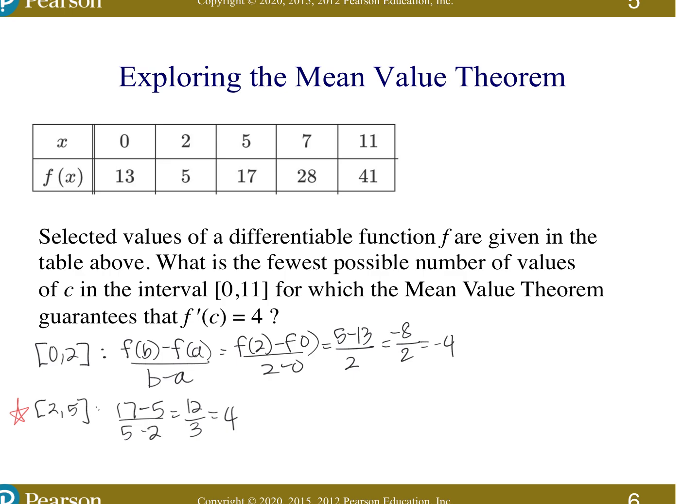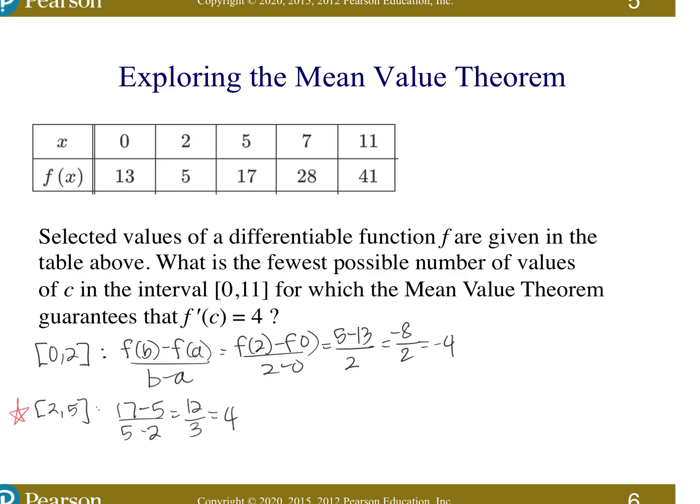So 0 to 5, if you check that, would be 17 minus 13. That's 4, but it would be over 5 minus 0, so that's not going to work. Check 0 to 7. 28 minus 13, which is 15 over 7, and that doesn't work. You check 2 to 11, 36 over 11, nope. Check 2 to 7, 3 over 5, nope. I don't see any others if I'm doing all the math in my head. Okay, so at least once, yeah.